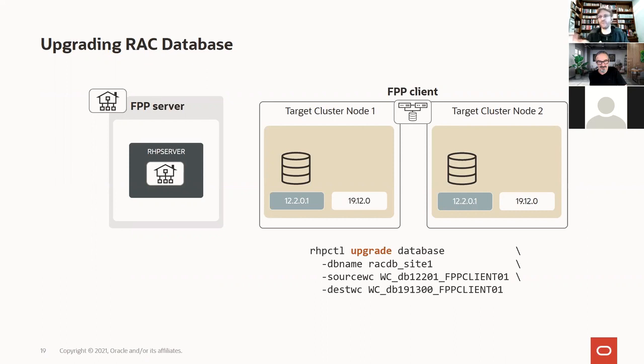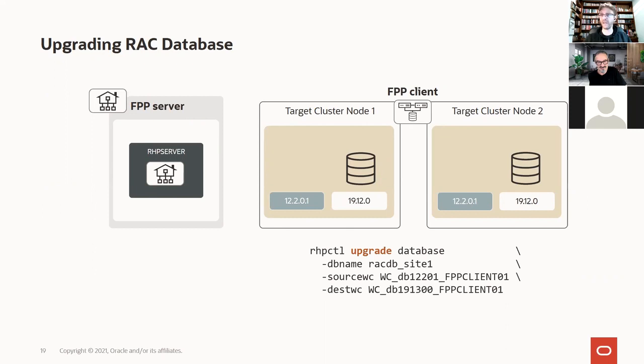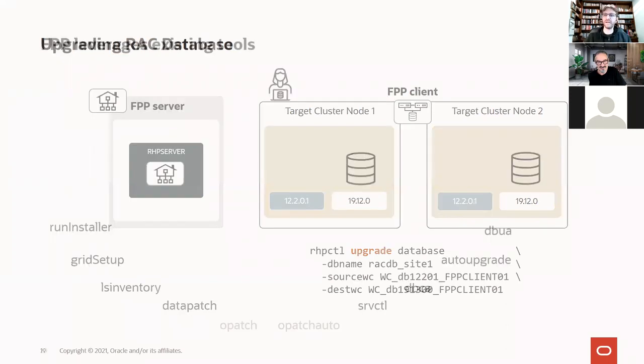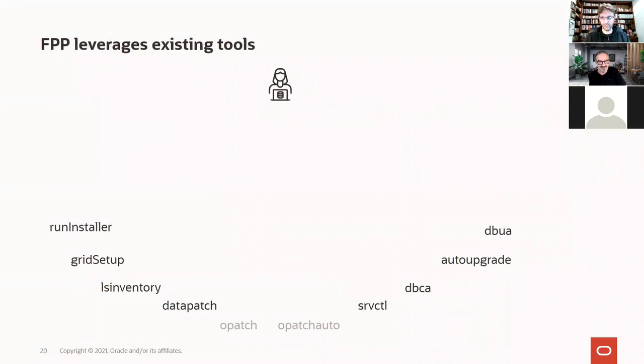Okay, and what a tool normally does, if you upgrade a Real Application Cluster database, is convert the database to a single instance database, cluster_database equal false, move it to the new Oracle home and upgrade it. Once the upgrade is complete, we convert it back to a cluster database and it will be ready to run the applications again.